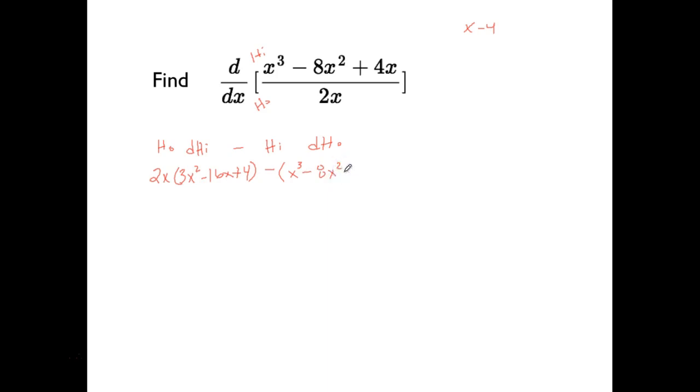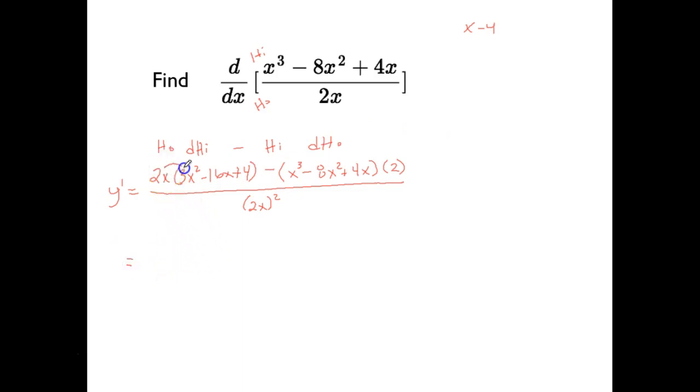8x squared plus 4x. D ho, the derivative of the bottom, which is just 2, all divided by ho squared. So this thing squared, which is going to be 2x squared. Okay, let's start simplifying this. That is the derivative. Now if you notice, it's not x minus 4, but if we simplify it, it should be x minus 4. So let's simplify and see how this works out.